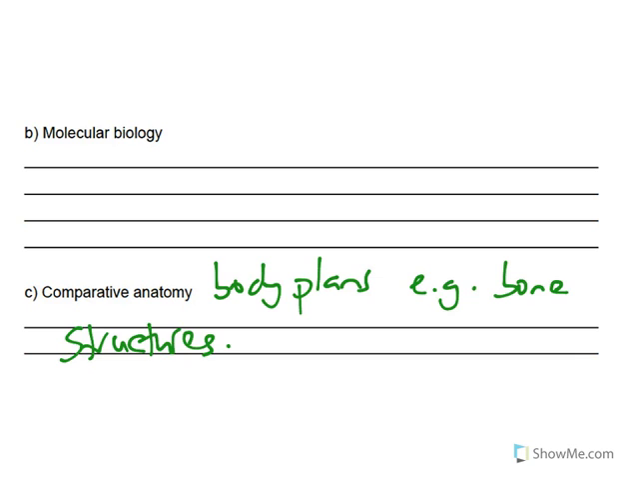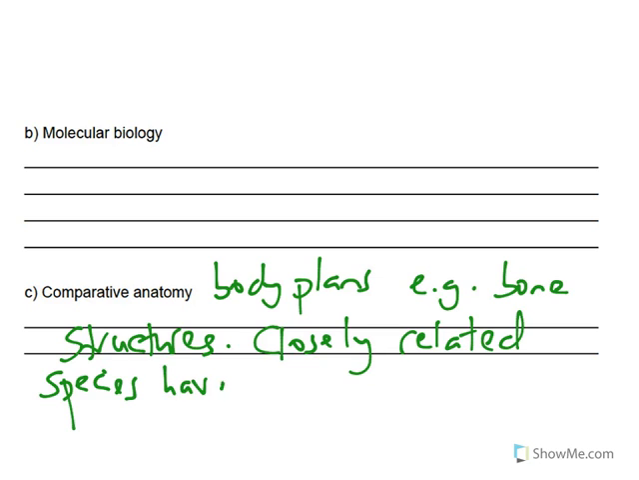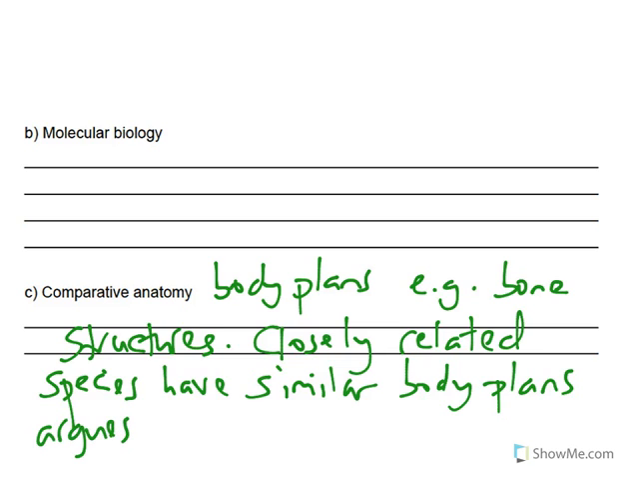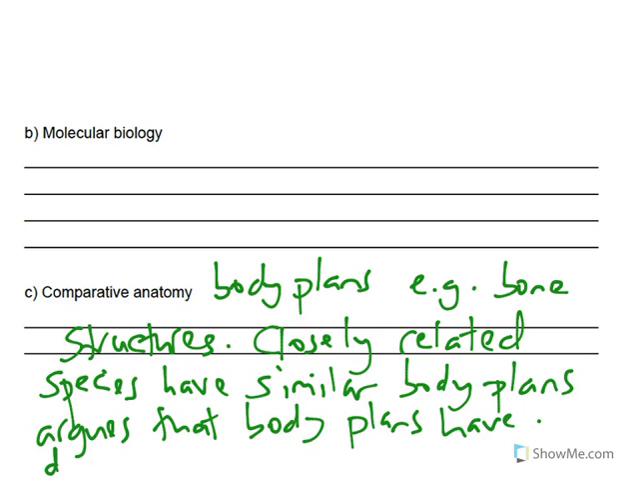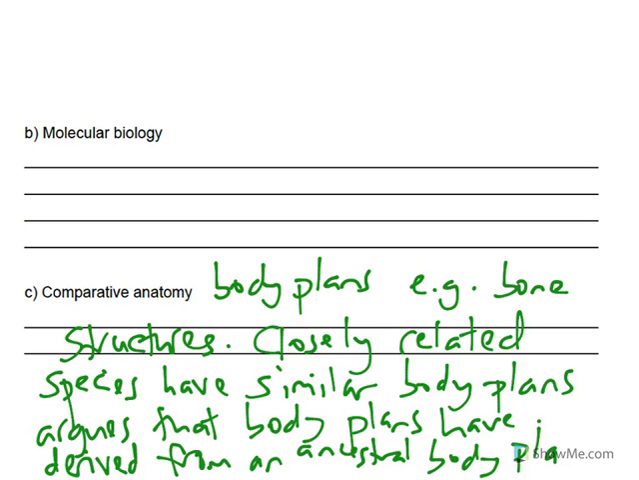We see that closely related species have similar body plans, and this argues that the body plans that we see have derived from an ancestral body plan, and that this body plan, the ancestral body plan, has been modified gradually through time. So I'll just write this at the top.